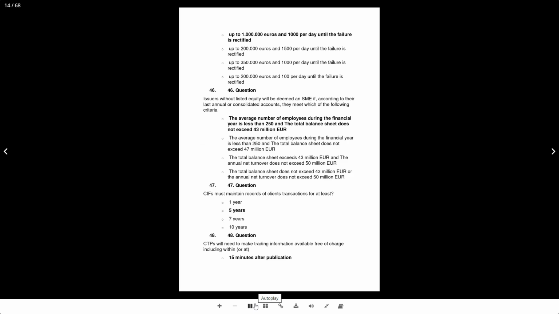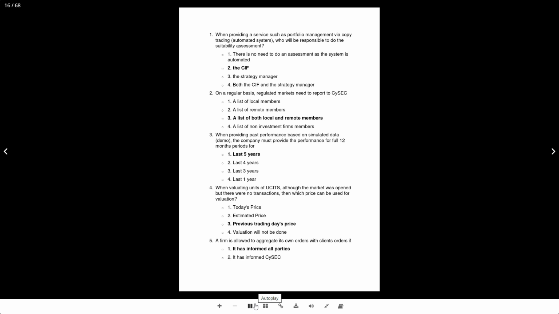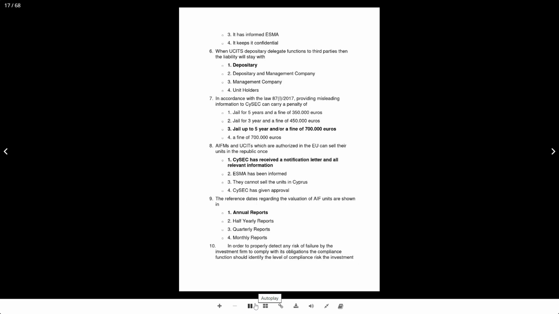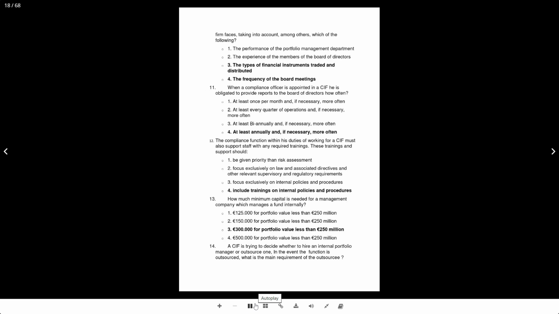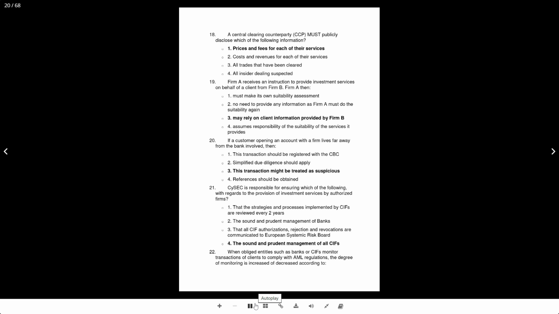Feeder and master UCITS. Relationships between master UCITS and their feeders, including fee structures and reporting obligations. Minimum feeder requirements for master UCITS to raise funds from the public. 6. CIF and firm operations.